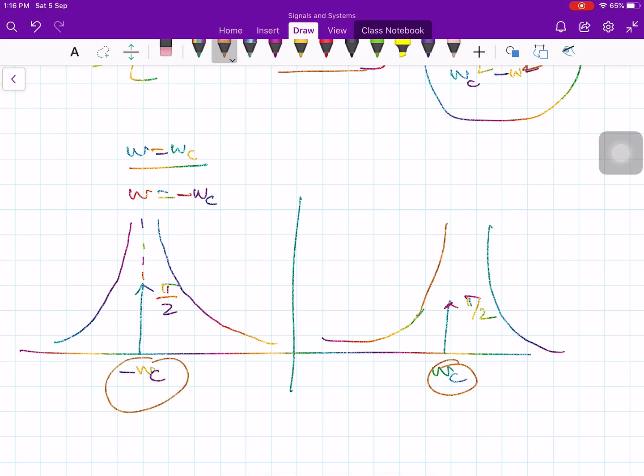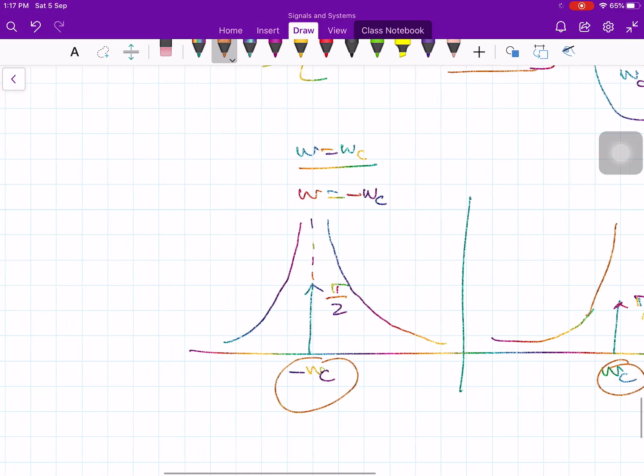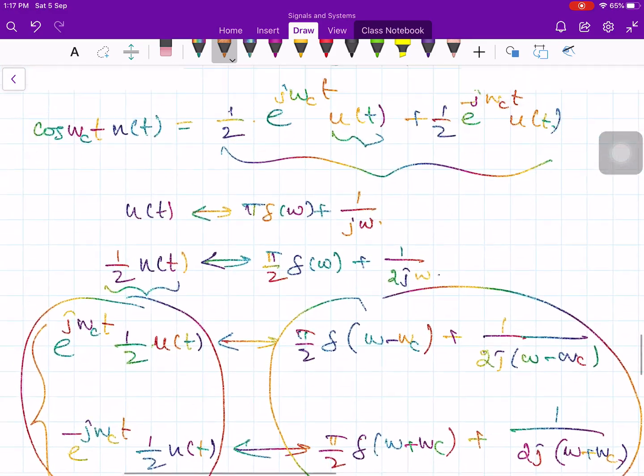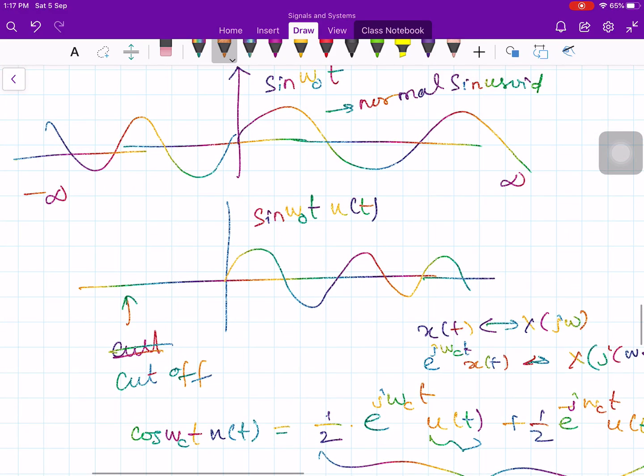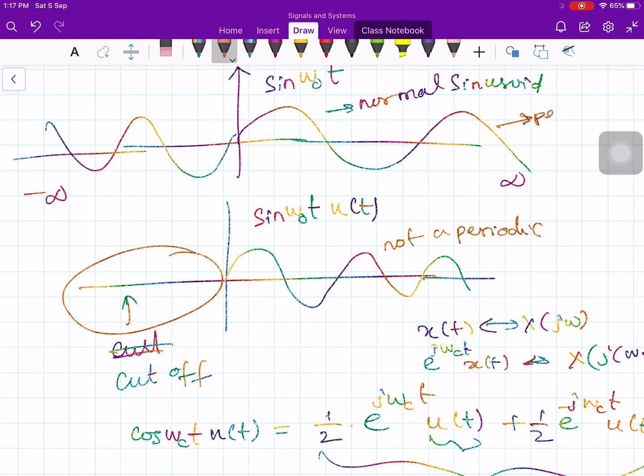So, this is not a pure cosine wave. A truncated cosine wave is not a pure sine wave. It is cut off for negative values of t. See, this region is cut off. Therefore, it is not a periodic phenomenon. But this guy is periodic. Therefore, other frequency components exist in this case.